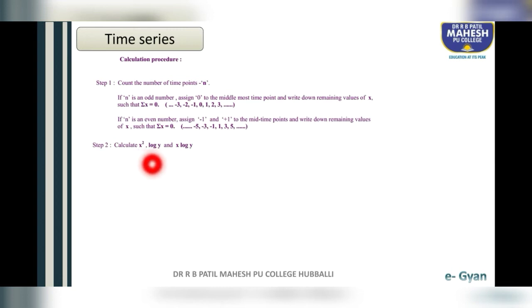Then after x square, find out the log y. And in the third column, find out x into log y, we want summation x log y. Step 3, obtain the values of log a and log b by using the given formulas. And the final step is, after finding log a and log b values, obtain the exponential trend equation. And if any trend value is asked, you have to find out the required trend value.